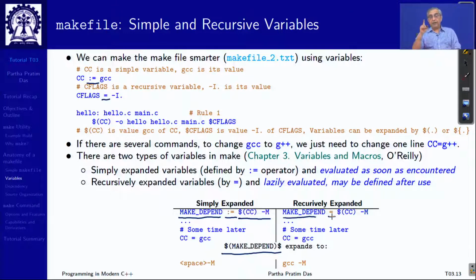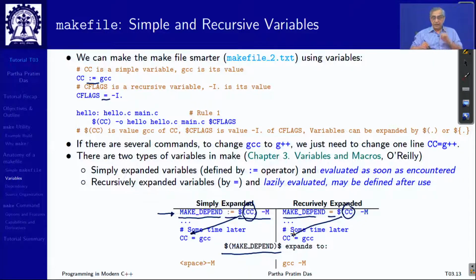The difference in the recursive one is that it is lazy in evaluation. So, what do I mean by that? Look at it here very carefully. Here, while I am doing make depend, I am saying that make depend is whatever $cc is followed by minus m. So, it is referring to another variable. Incidentally, that variable has not been defined as yet; the definition of that variable happens later. I do a similar thing here, and the variable deps is also defined later.